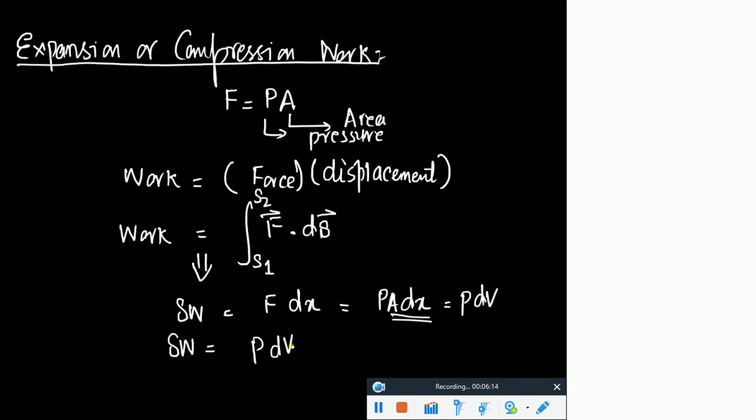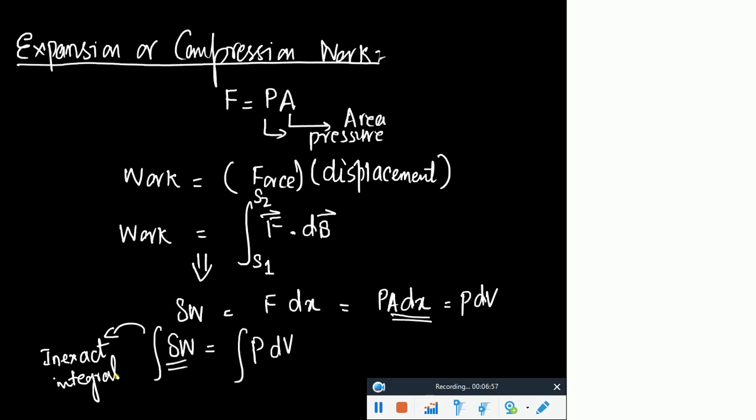Now, this is a demonstration. Why do we use this delta W sign? Because if I need to find the total work involved in this process, I need to integrate on both sides. If I just have W there, I won't be able to integrate it, right? So this is mathematical consistency. I need to have that delta W sign, which is basically an inexact integral. Okay, so you should know that this is an inexact integral.